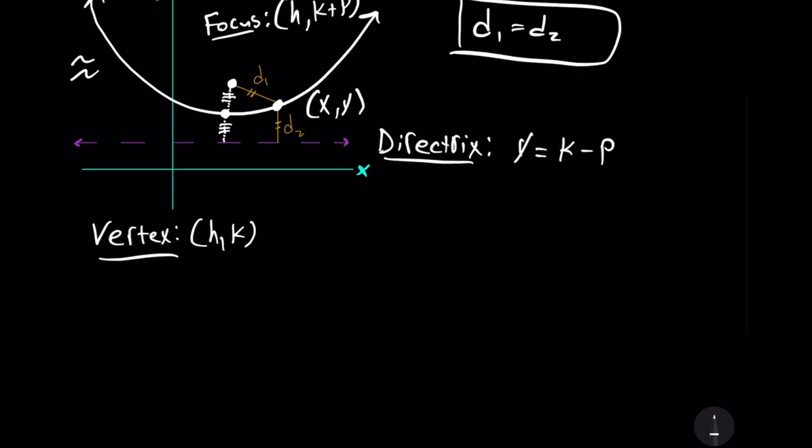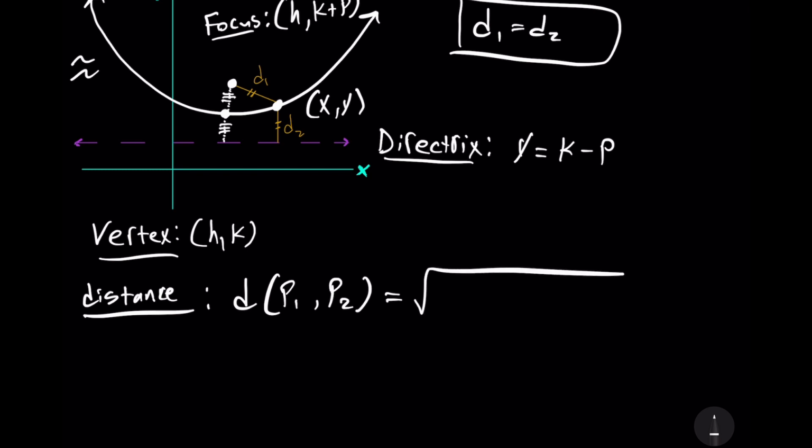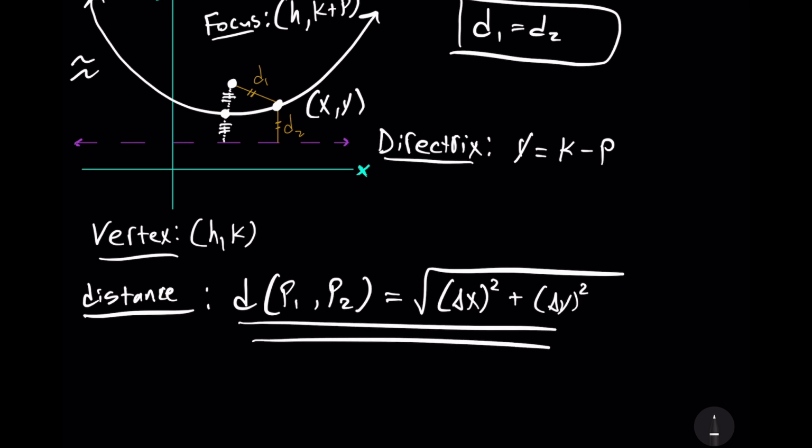So let's do it. Now, in general, remember that the distance between two points, point 1 and point 2, is just equal to the square root of the change in x squared plus the change in y squared. And this equation itself we can derive from the Pythagorean theorem. So what is d sub 1? We're moving from the focus to some arbitrary point (x, y). So we can think of it this way. The distance is from (x, y) to (h, k plus p).